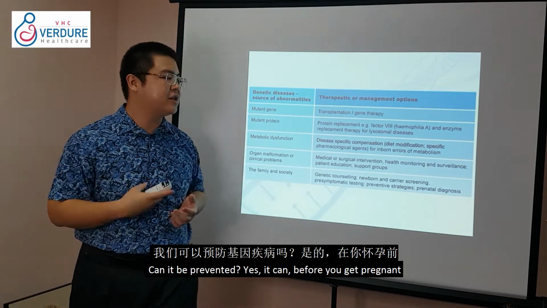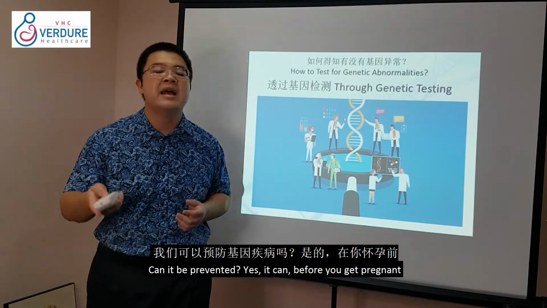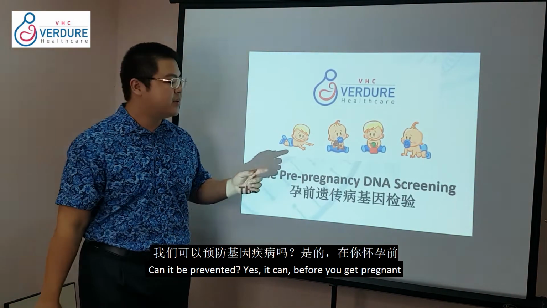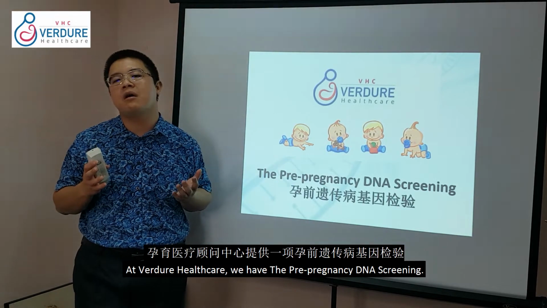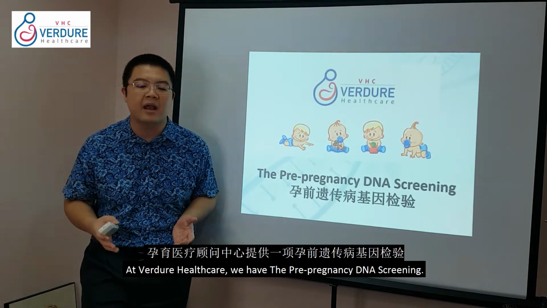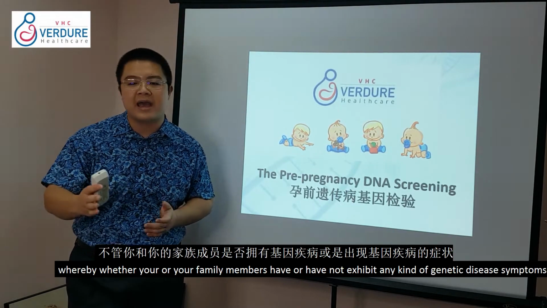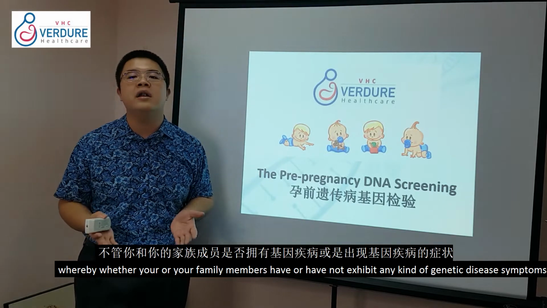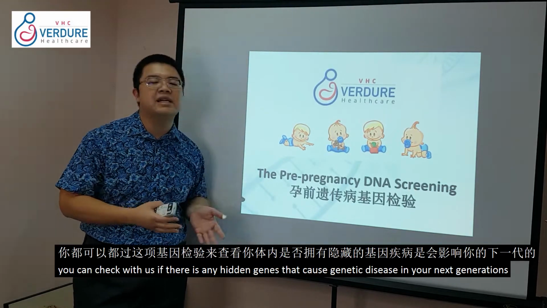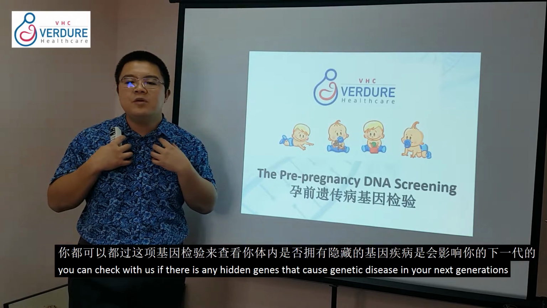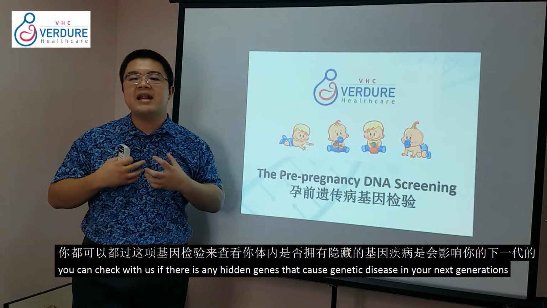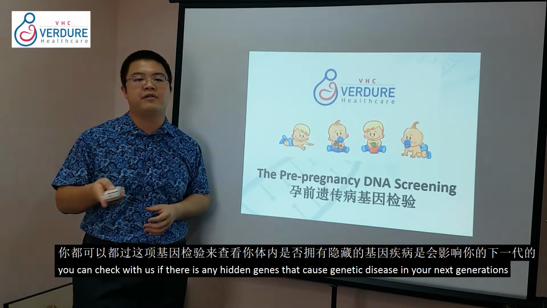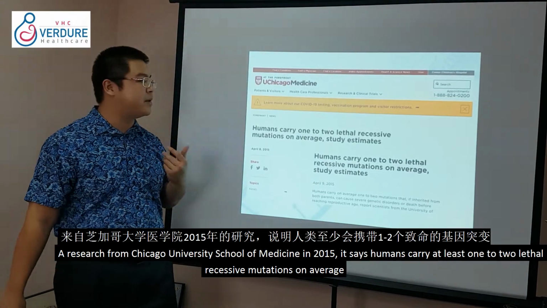The second question that you might be asking: can it be prevented? Yes, of course it can, before you even get pregnant. Because at Verdure Healthcare, we have something called the pre-pregnancy DNA screening, whereby whether you and your family members have exhibited any kind of genetic diseases or not, you will be able to check with us whether your body has any hiding genes that can cause a disease in your next generation. Let me elaborate that in a bit more detail.